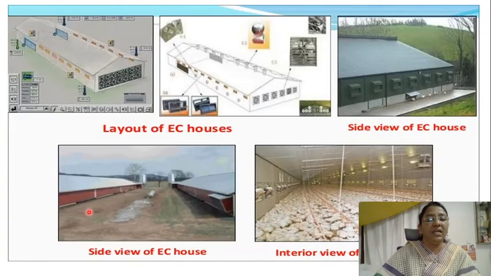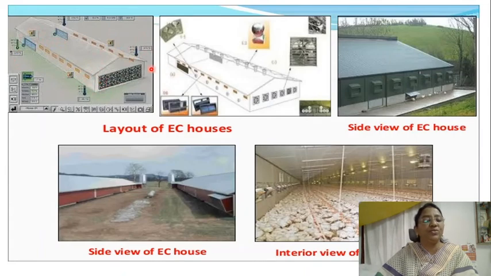And these are the layout of EC houses. See, EC house, it is a very big industry, and these industries have a large amount of exhaust fans to remove all the waste gases from these poultry houses. They have been arranged on these sides. On either sides you have the exhaust fans. Here in this side also, on both the sides you have the exhaust fans, and it is very neatly maintained.